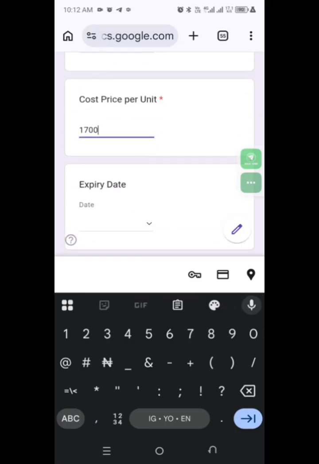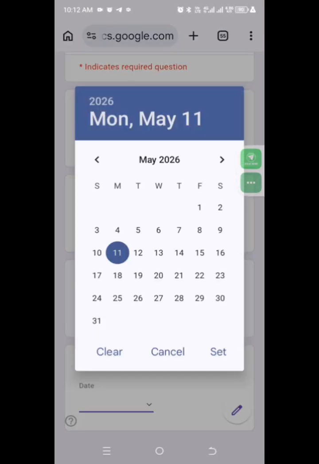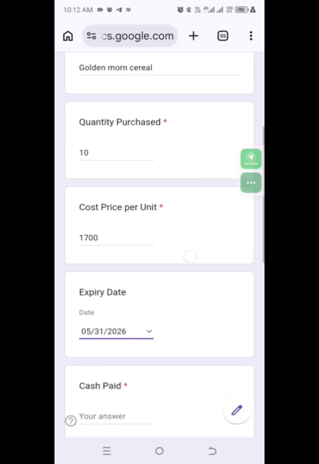And now we'll put our expiry date. It also helps us to track expiry. So your products will sit, and sometimes you don't know that a product is about to expire. So this will tell you when a product is about to expire so that you will sell it out on time. So let's assume that this product is going to expire on the 31st of this May. Okay, and cash paid.